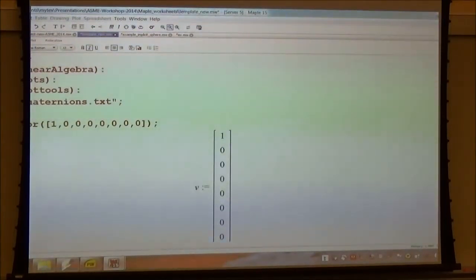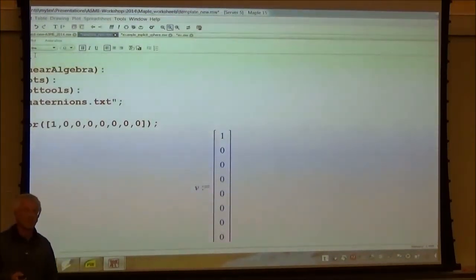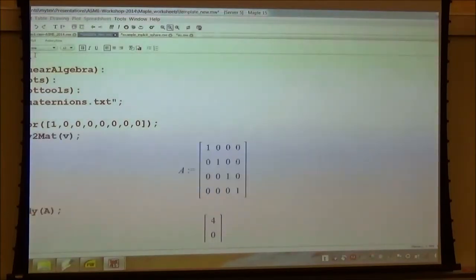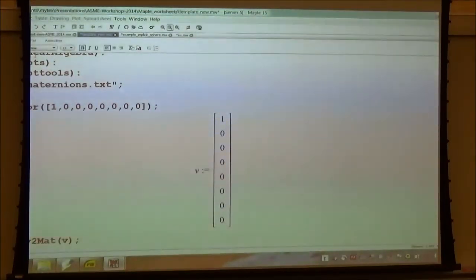For example, when you want to multiply quaternions and so on. Let's have a little look at this worksheet. Okay, I started. I read in, and now I define a quaternion. This is the unit quaternion. So the unit quaternion should correspond to the unit transformation.